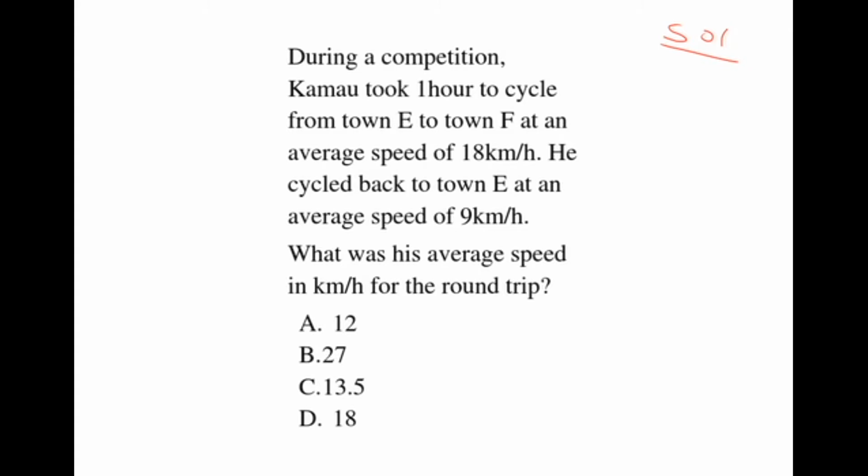From E to F. Let us have E and F there. Average speed is 18 kilometers per hour. Then it took 1 hour to cycle from E to F. For us to get the distance, you multiply speed times time. Speed 18 times time 1 hour, which is 18 kilometers. 18 kilometers is the distance from E to F.